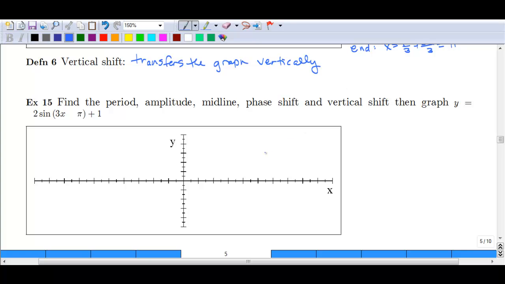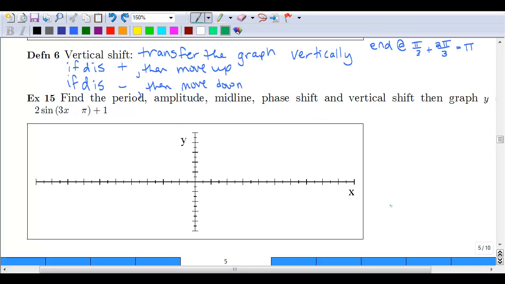And again, if you remember the standard form, we were looking at this D part here. This one's a little bit more straightforward. If D is positive, then we move up. And if D is negative, then we move the graph down. And there's two ways to go about doing this as far as graphing goes.